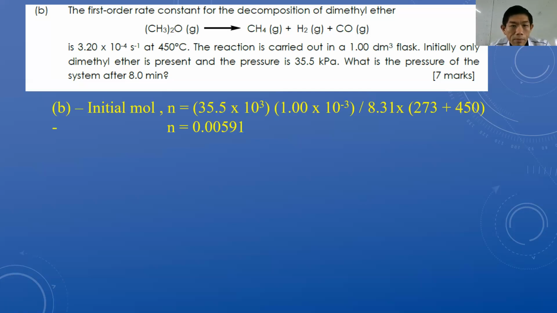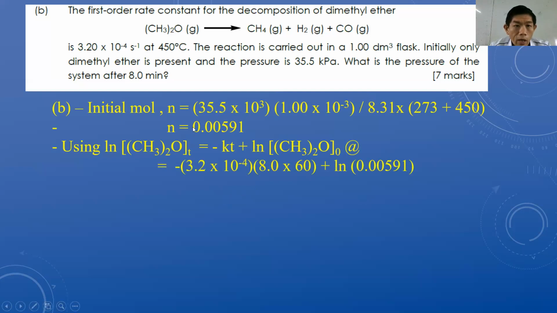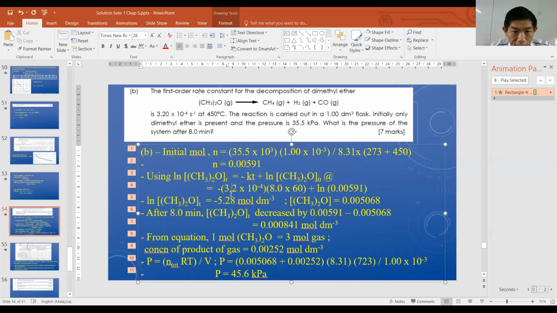Okay, so eventually you get your mole is 0.00591 mole. And then after that, you use the first order equation where you have ln [CH3OCH3] at time t equals negative kt plus ln [CH3OCH3] initial. This is the initial moles in here, 0.00591. So you substitute. Your rate constant in here is 3.20 times 10 power negative 4, substituted exactly as given to you in the question. I forgot to mention that.